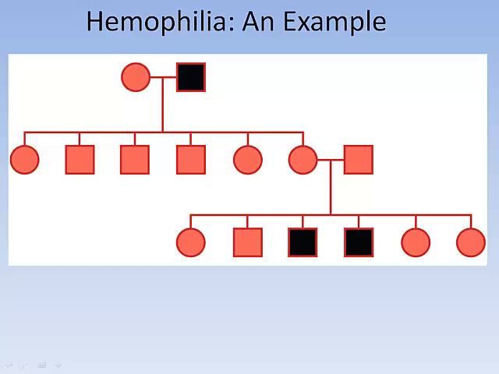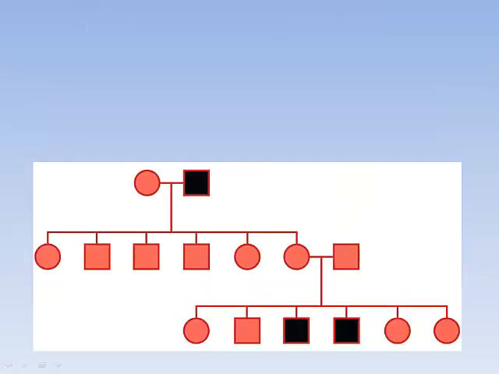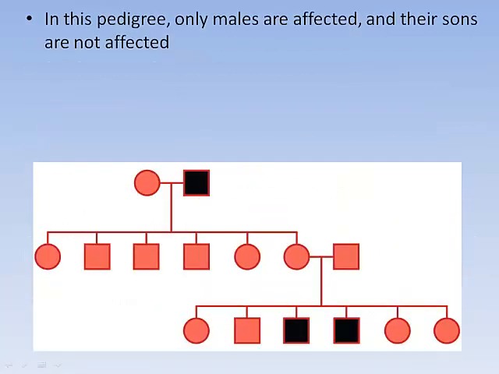Okay, so here's what we can determine from this. First of all, the affected individuals are males, right? This individual is a male and is affected. These two are males and affected. We don't have any affected females. It's probably a sex-linked trait. Okay. The bigger the pedigree and the more individuals that we had, the more certain we could be about that.